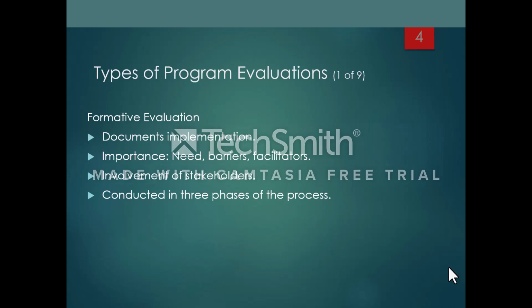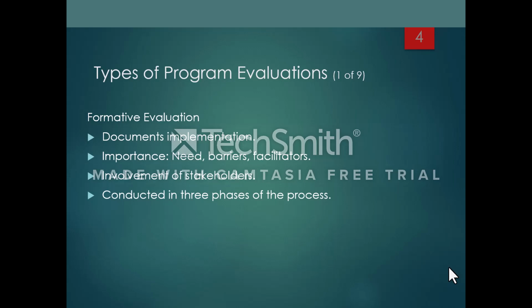It helps to determine if the program is really needed and if there are barriers and facilitators to its implementation. The evaluation also helps to determine whether the program is really accessible or whether there are barriers to accessing the program. Your stakeholders are those involved in the decision-making process. So these may include your clients, your community, board, and family members.